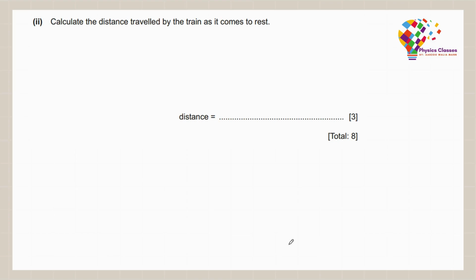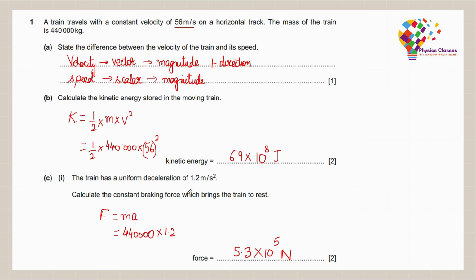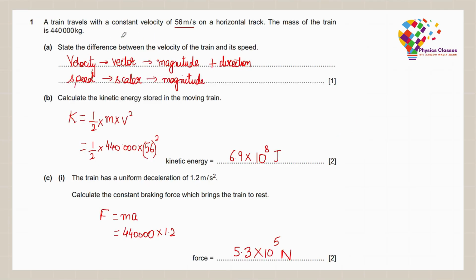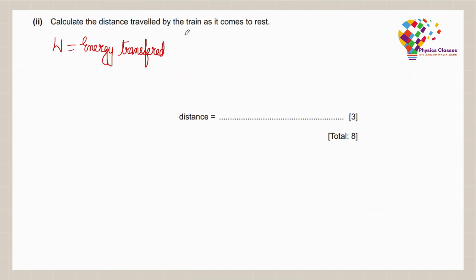Moving on to the next part, it says calculate the distance traveled by the train as it comes to rest. We already calculated the braking force over here, and we also know that the work done is equal to the energy transferred. And on the previous page, I had also calculated the energy with which your train was moving. So it was moving with an energy of 6.9 into 10 to the power 8 joules. So the same amount of work has to be done in order to stop it. So our work done or the energy transferred is 6.9 into 10 to the power 8.